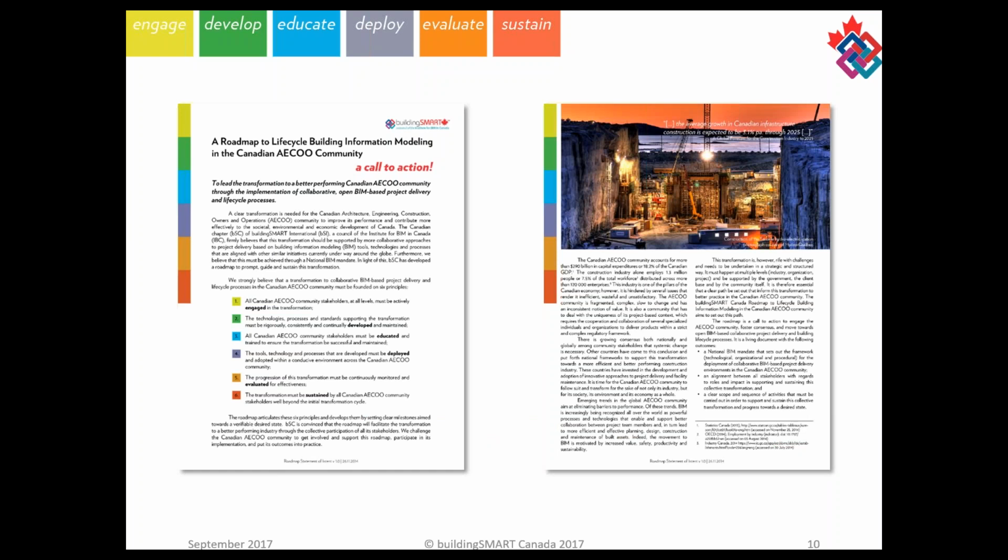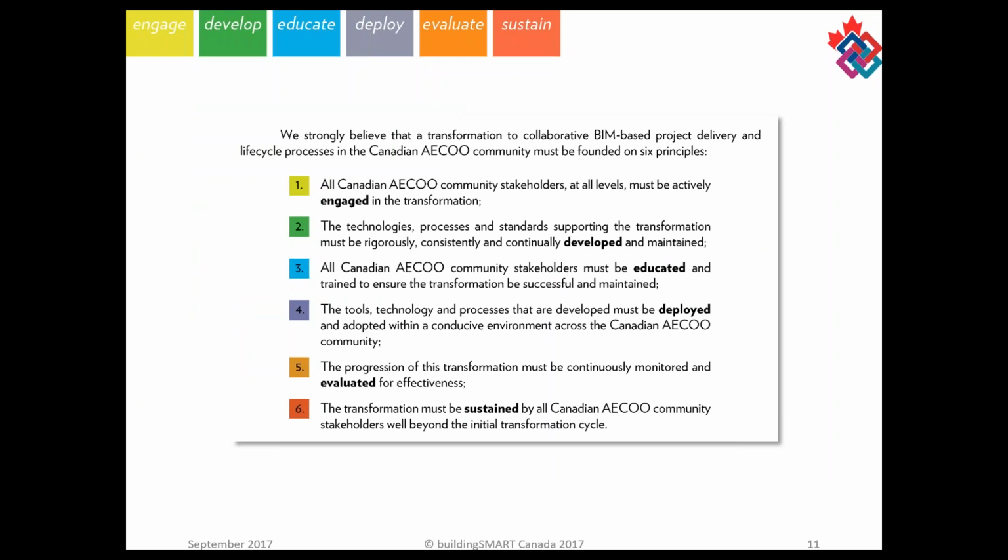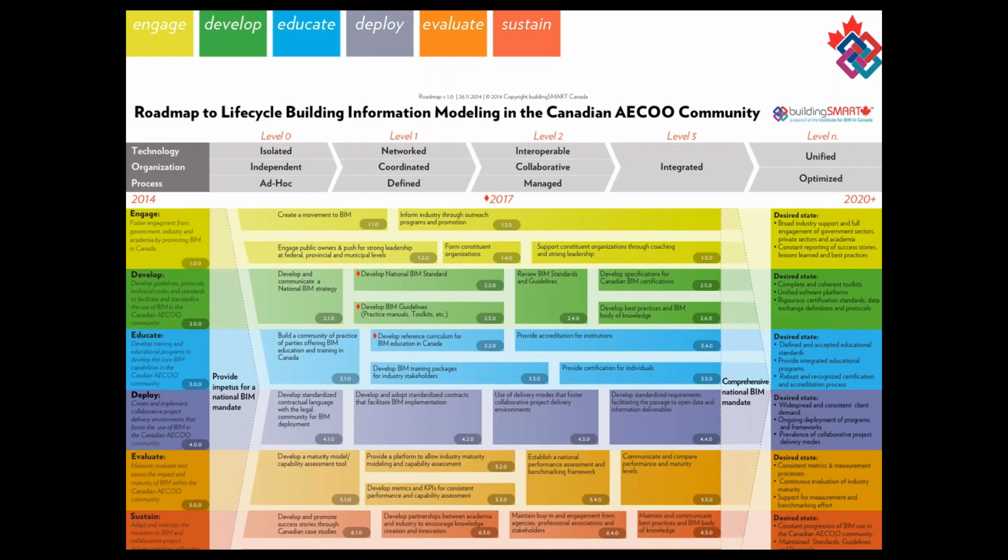One of the key elements around which Building Smart Canada is articulating its practices is the Canadian roadmap to lifecycle BIM in the Canadian AECO community, which was launched in January 2015. It is a call to action for all members and all stakeholders of the Canadian AECO community to get involved and to initiate and to help the transition towards digital and building information modeling based practices. The roadmap is developed across 6 streams, which are all aimed at achieving a goal of a consistent use of BIM across Canada.